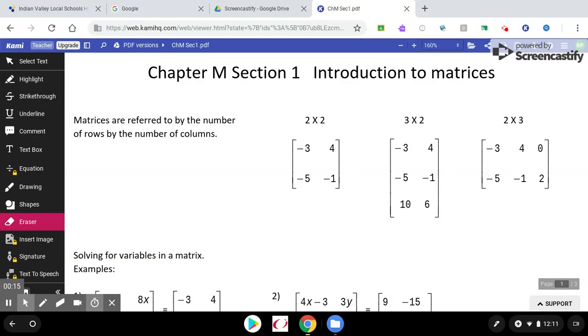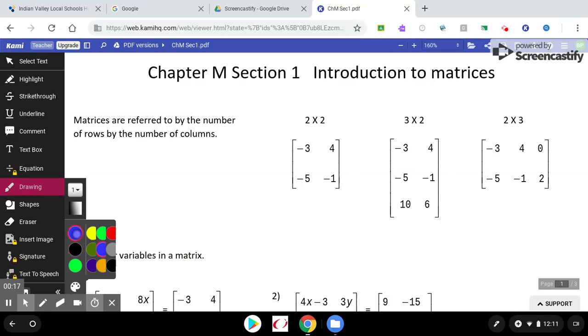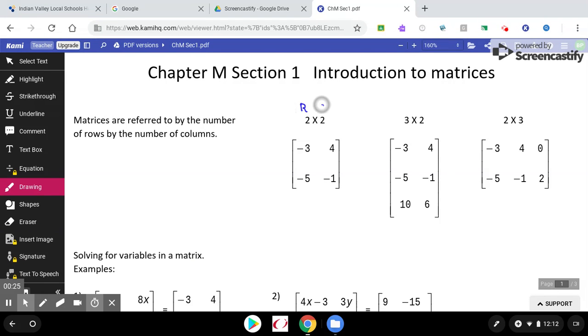So first of all, how do you identify a matrix? You identify a matrix by its rows, how many rows it has, and how many columns. So this first one up here that says 2 by 2, that means that there are 2 rows and 2 columns. So these guys would be rows going left to right, and up and down, therefore, must be the columns. So there are 1, 2 columns.